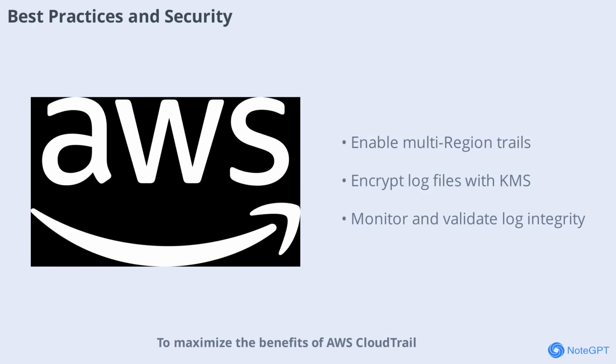To maximize the benefits of AWS CloudTrail, follow best practices for security and cost management. Always enable multi-region trails to ensure you capture all activity, and use encryption with AWS KMS for sensitive log files. Regularly review and validate log file integrity to detect tampering. Integrate CloudTrail with CloudWatch logs for real-time monitoring, and set up SNS notifications for log delivery.